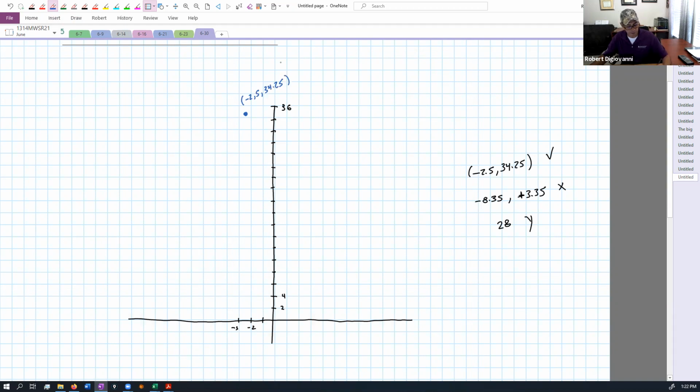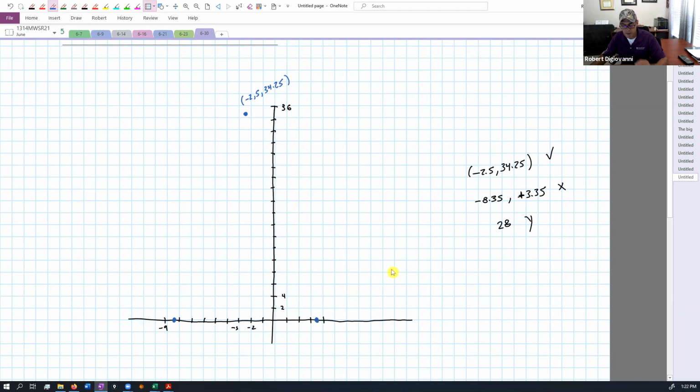My x-intercept is negative 8. 4, 5, 6, 7, 8, 9. There's negative 9. So negative 8.35, somewhere around here. And then the other x-intercept is 1, 2, 3.35. That's going to be around here.